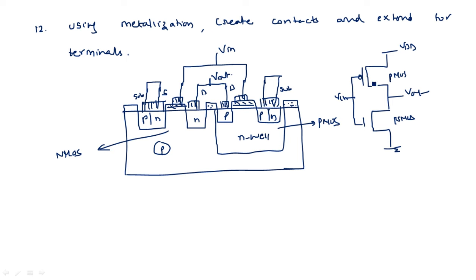So NMOS transistor should be connected between output and ground. So that's why this substrate should be connected to VSS or ground. This substrate is connected to VDD. This is the final structure of the CMOS device using this N-well process. This is the indication. Okay. In the next video, I will explain about P-well process.